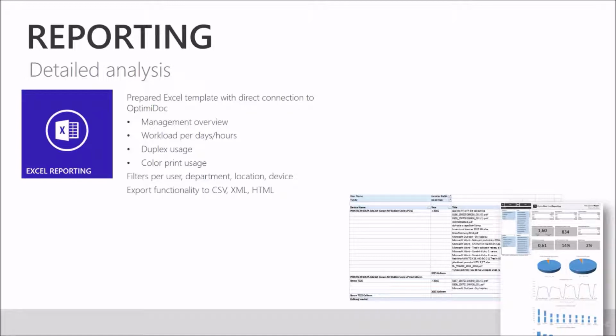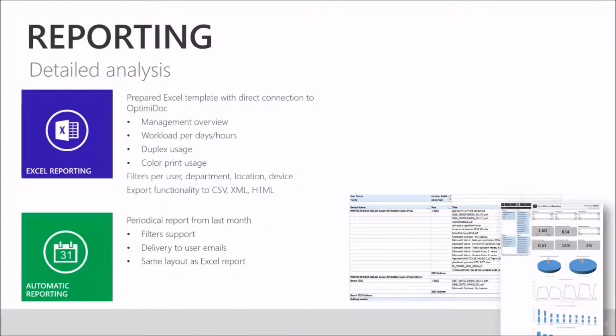Including inside this Excel reporting, we have also prepared the filters. For users or administrators who need some advanced functionalities or expect something else, we are still providing the export functionality to the CSV, XML, or HTML. Excel reporting could be also configured as automatic reporting, so that every month such report is distributed to the predefined email addresses. The layout is completely the same as the Excel report, so that the user does not need to convert the CSV or XML data to some presentable form.